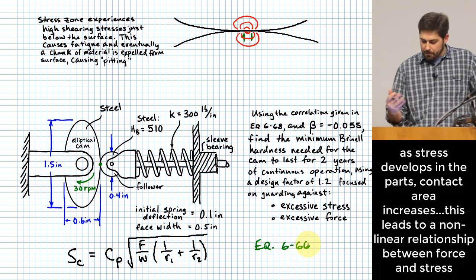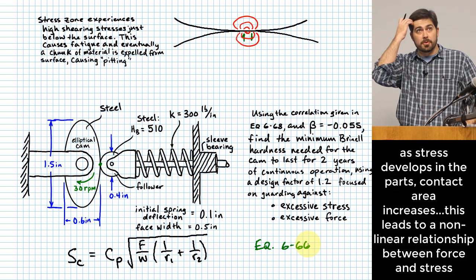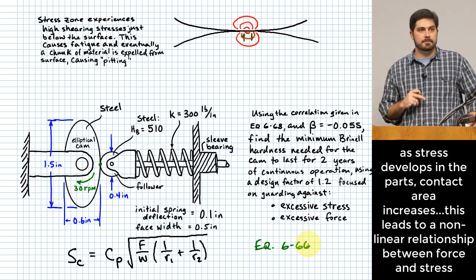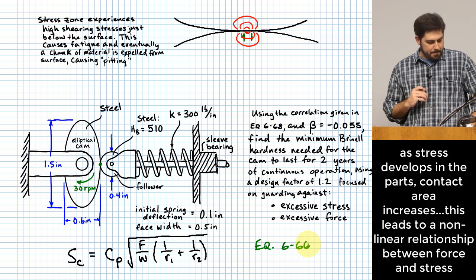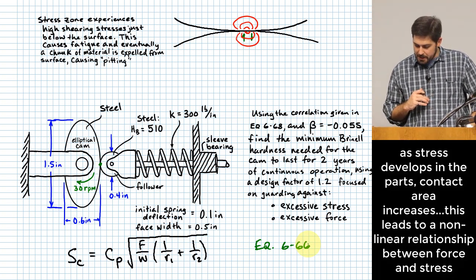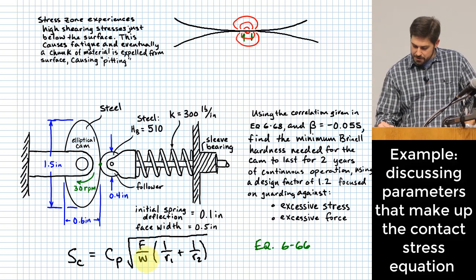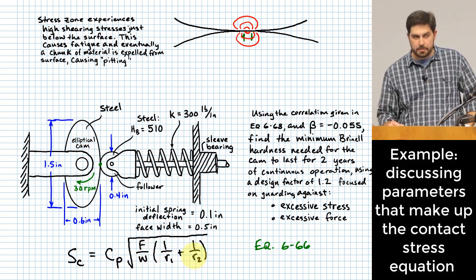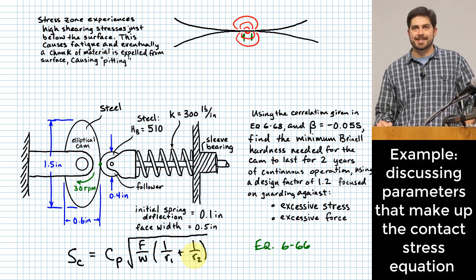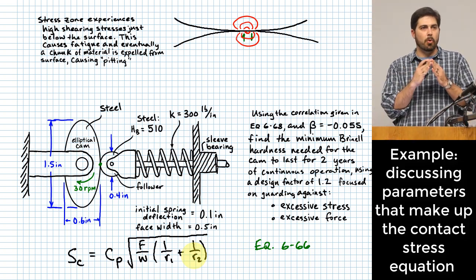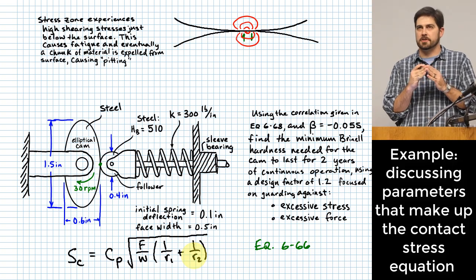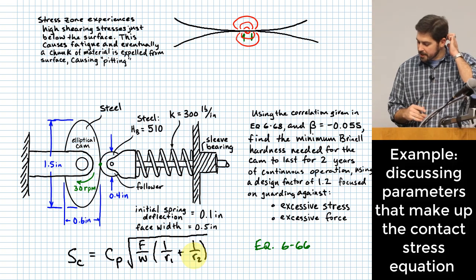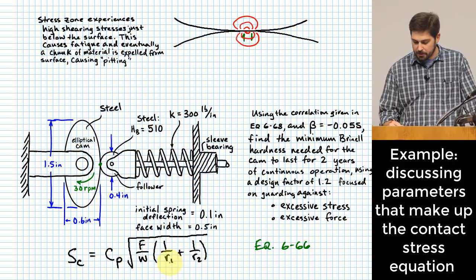The main reason I wrote this up here is that I wanted to show you the nonlinear relationship between stress and force. Other things in here: F is just force, W is just the width of the cam, R1 and R2 are the radii right at the point where the contact is occurring. What does this do in terms of stress? If you have a larger R value, what does that do?